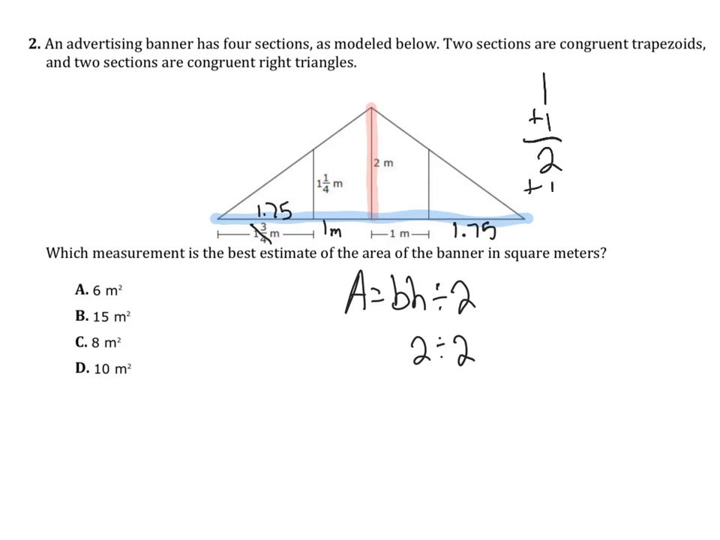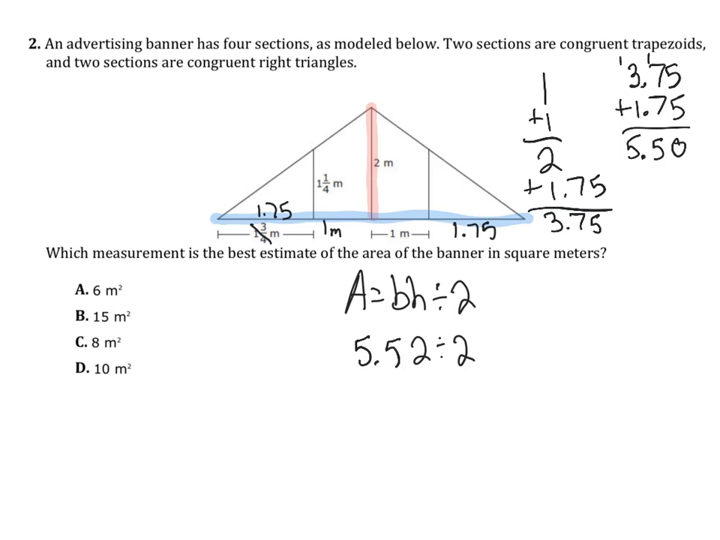2 plus 1.75 is 3.75. And 3.75 plus another 1.75. You get 10, 14, 15, 4, 5. Bring the decimal straight down. So the base would be 5.5. So we have 5.5 times 2 divided by 2.